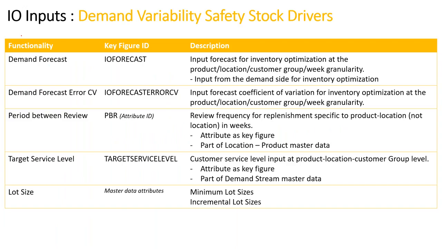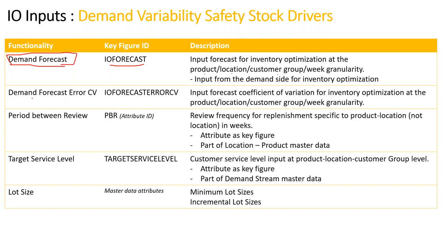Let's talk about the inputs now. Demand forecast. This is the key input, the major input that goes into the inventory optimization algorithm. The key figure name is demand forecast. The technical ID is IO forecast. Input forecast for inventory optimization at the product, location, customer group, and weekly granularity. So it is the input from the demand side for inventory optimization.